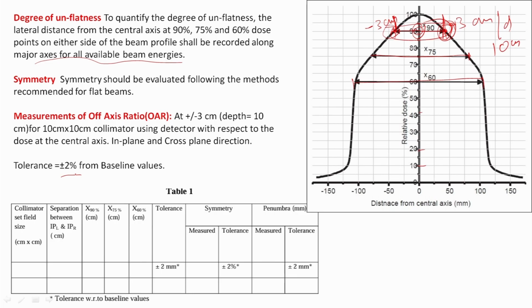Then you need to create a table. Here you have to define a collimator setting like 20 by 20. Separation between inflection points: the tolerance limit for symmetry is ±2 mm. Symmetry ±2%, and for the degree of unflatness, the tolerance is ±2 mm. It means whatever distance you are getting for X90, X75, X60, it should not be more than ±2 mm from the standard value, which is called the baseline value. And your penumbra should not vary more than ±2 mm from the standard value or baseline value.